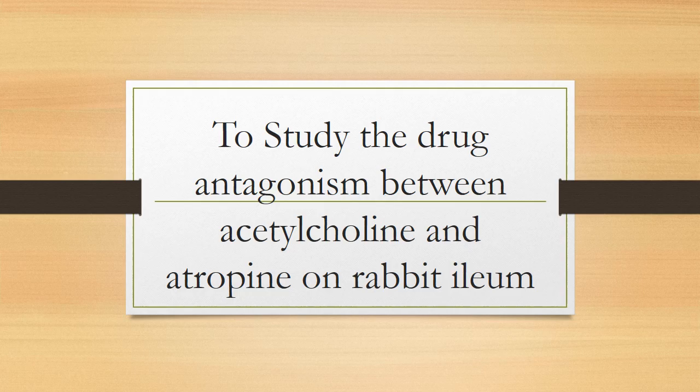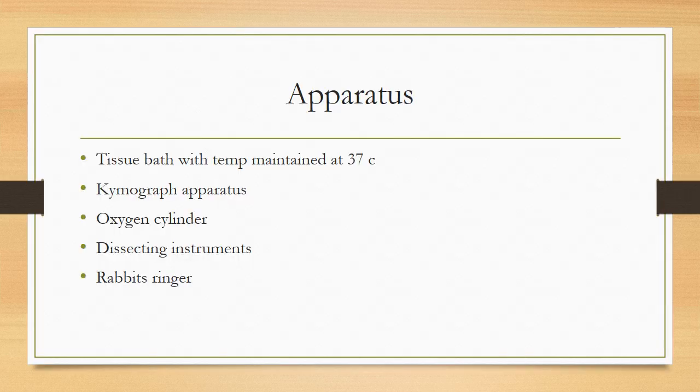Today I'm going to brief you about the experiment. Today's experiment is to study the drug antagonism between acetylcholine and atropine on rabbit ileum. The apparatus required for the experiment is a tissue bath with temperature maintained at 37 Celsius, a kymograph apparatus, an oxygen cylinder, dissecting instruments, and rabbit's Ringer solution, also known as Tyrode solution.